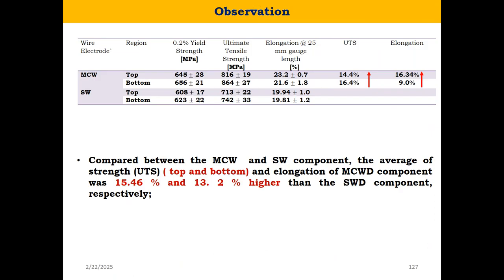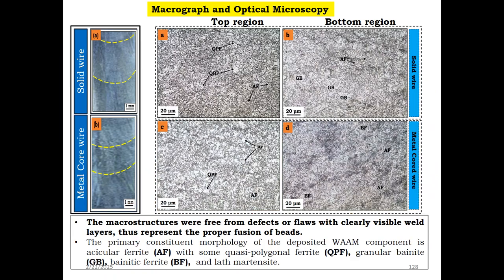This is the very good microstructure obtained by using solid wire and metal core wire. You could see the variations between the top region and bottom region. The bottom region microstructure is finer than the top region.